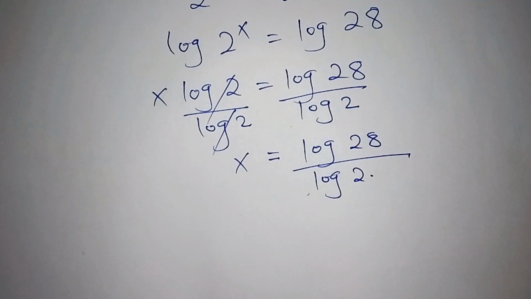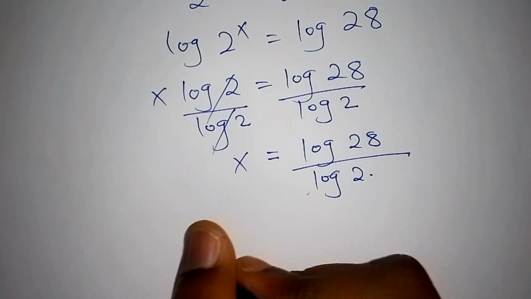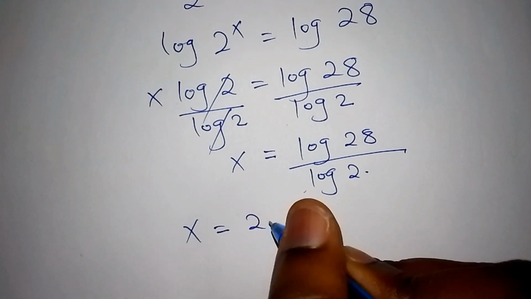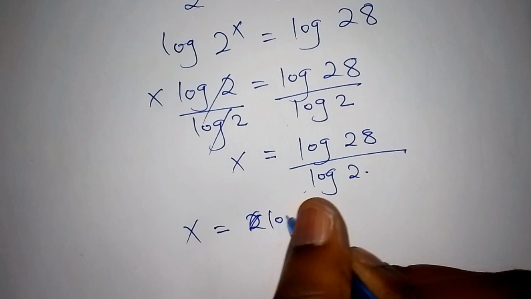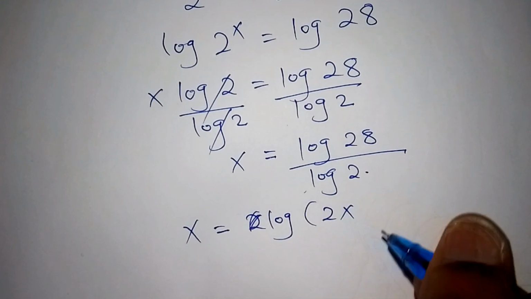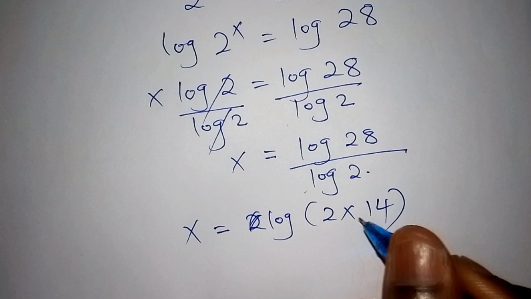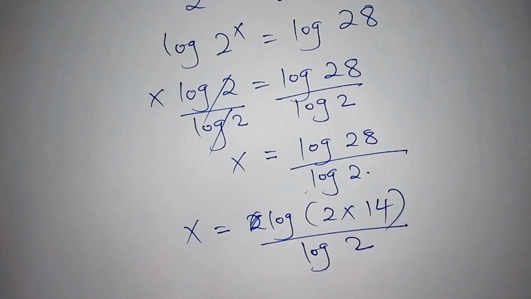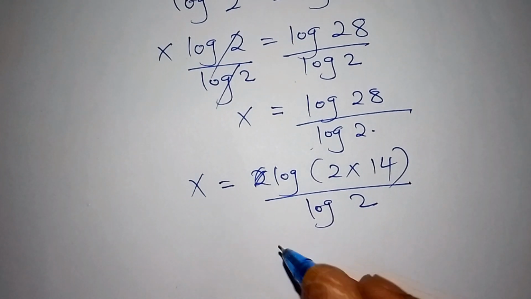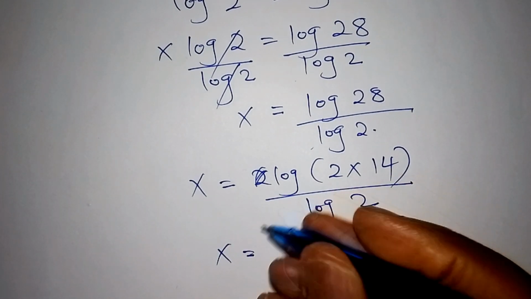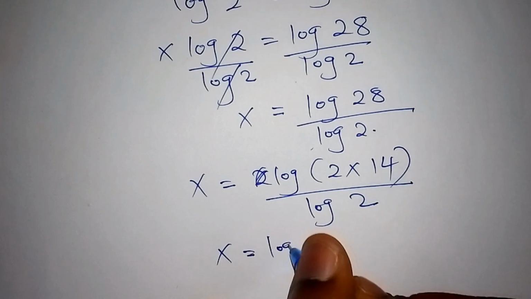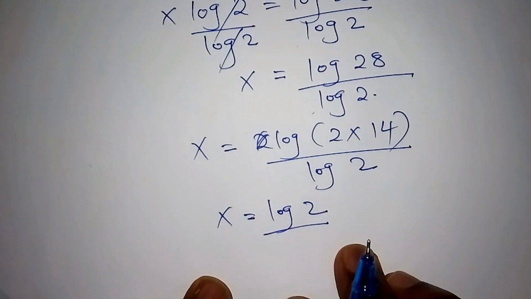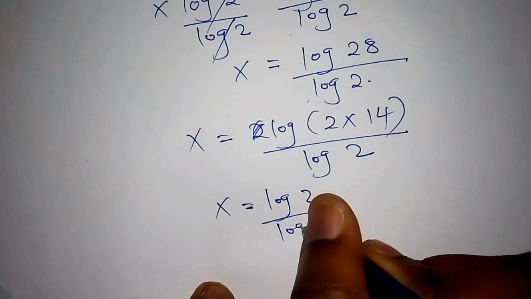We don't stop here, we can still factorize all of this. Now x equals the log of 28, which can also be written as the log of 2 multiplied by 14, because 2 multiplied by 14 gives 28, all over the log of 2. Now let's split all of this. We shall have the log of 2 all over the log of 2, because the log of 2 is the denominator.